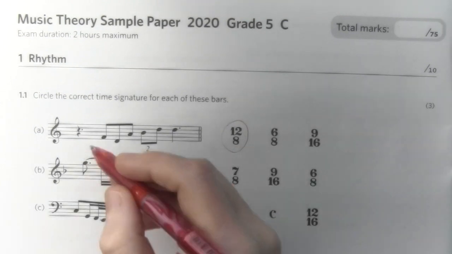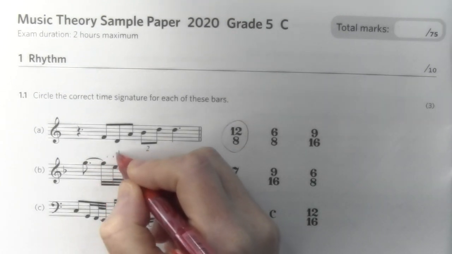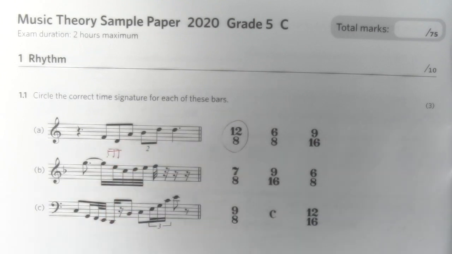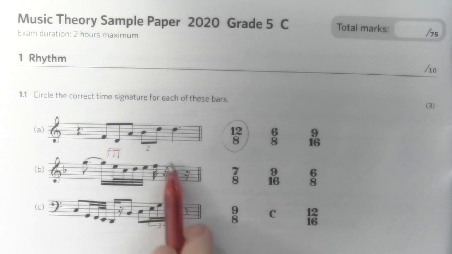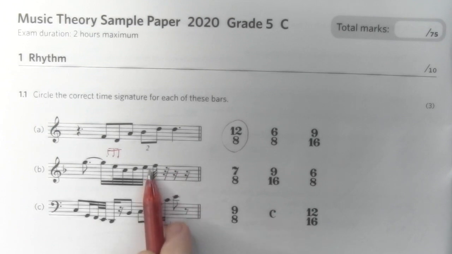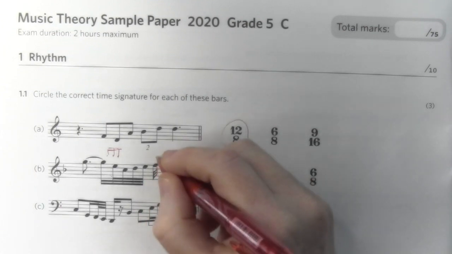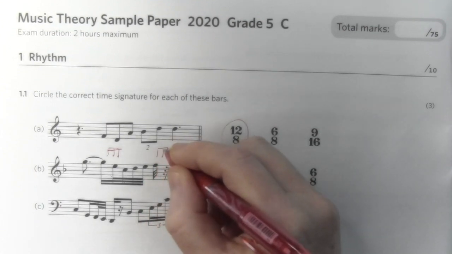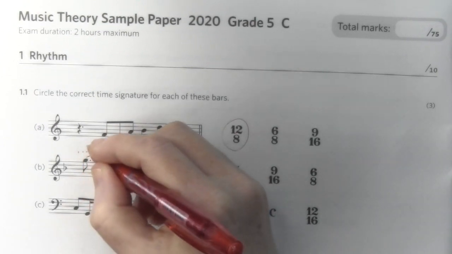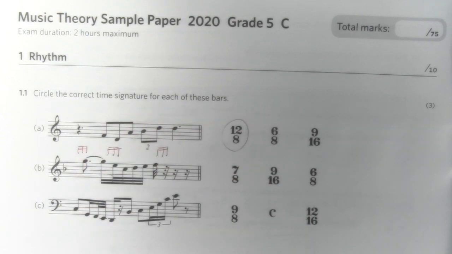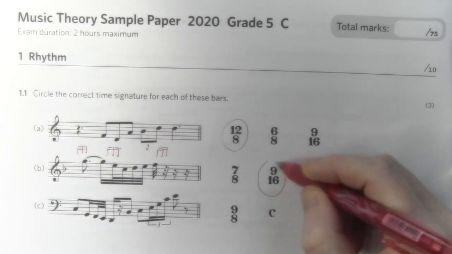So we have 3 semiquavers here grouped together. And then we have the leftover. Let's see what it is. We have 2 semiquavers and another semiquaver. So we have another group of 3 semiquavers. This is 2 quavers plus 1, so another group of 3 semiquavers. Therefore, our answer is 9/16.